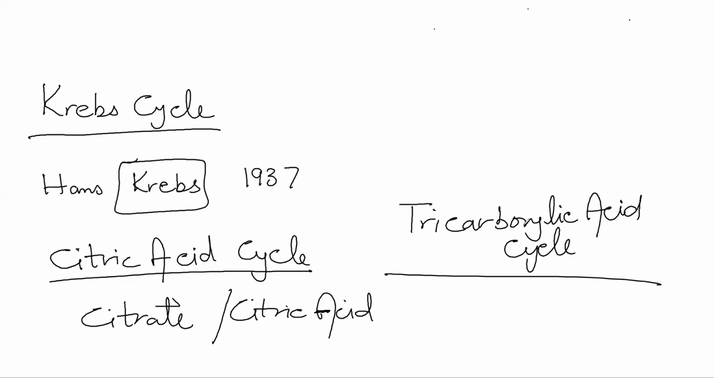Now, what do we mean by the word cycle? Whenever we talk about a cycle, it is a closed pathway. It means from where it starts, it ends up there as well, right? That is, where it starts, it ends there. So that's why this is a cycle. Now we will see what actually happens inside this cycle.